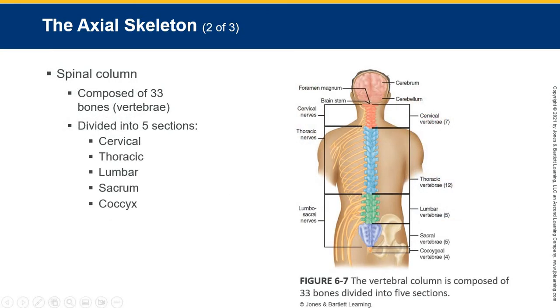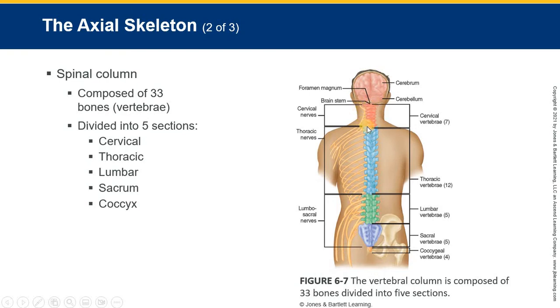Your spinal column technically has 33 bones. There are 5 sections of this: your cervical, your thoracic, your lumbar, your sacrum, or sacral vertebrae. All these are fused here. And then your coccyx, which is also fused. So it doesn't move like your thoracic spine does, for instance.